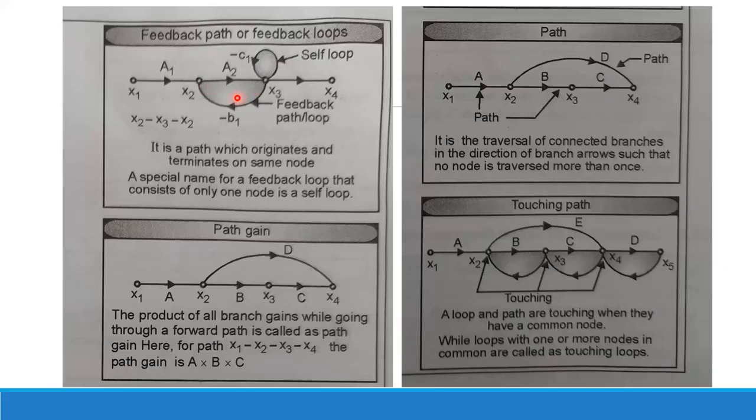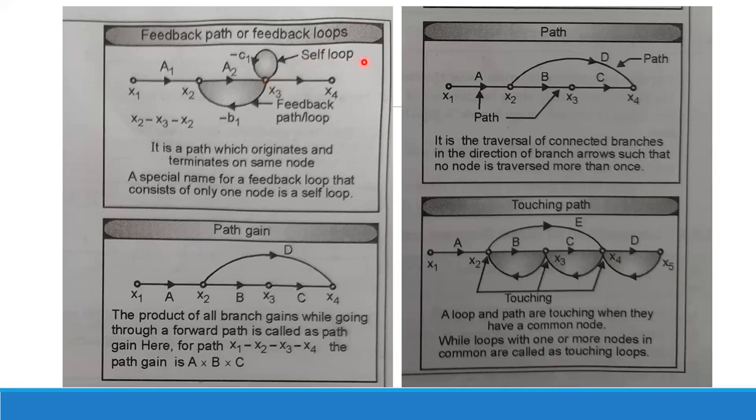There is a possibility that the originating and terminating path can be a single node. You are not going to any other node before finishing the loop. You are starting from x3 and again coming back to x3 without going to any other node. Therefore, this kind of path or loop is called a self loop.